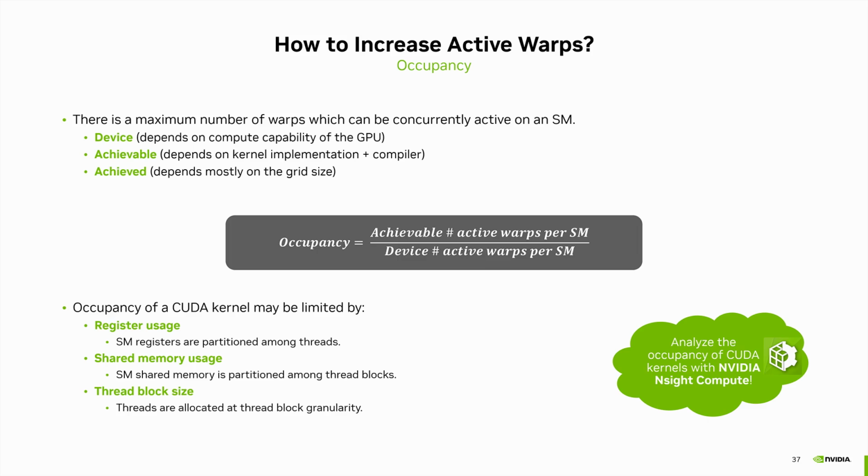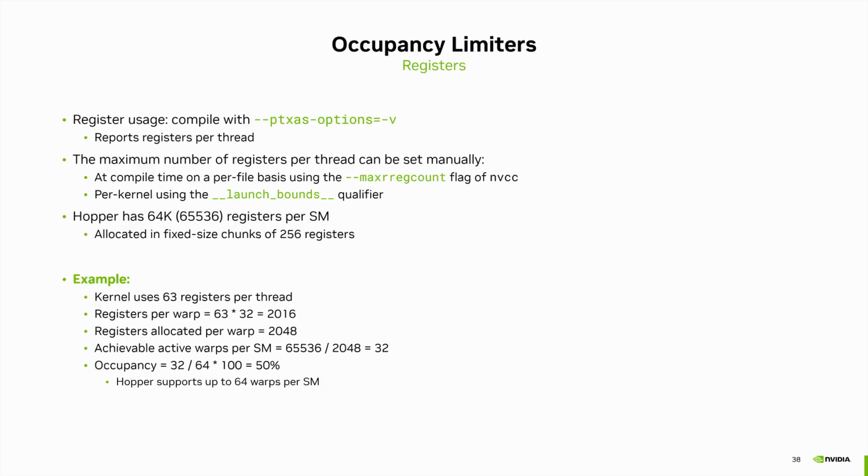Okay, and occupancy in a CUDA kernel can be limited by multiple factors. So one is register usage, another is shared memory usage, and another is thread block sizing. Okay, so whenever you need to tune occupancy for your code, you would actually use a tool such as Insight Compute to see what your occupancy is and what you need to do to tweak it. But here I will just go through a couple of examples just to give you an idea of how it works.